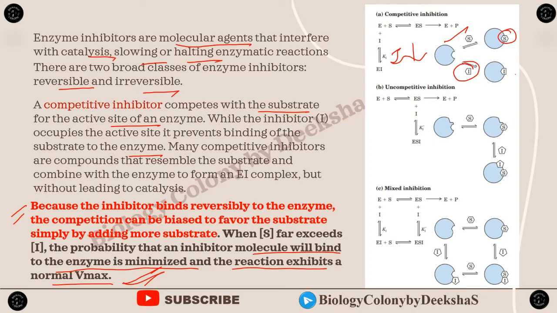Then the other two are uncompetitive inhibition and mixed inhibition. These are also reversible type of inhibition. As you can see in the uncompetitive, the active site of the substrate differs from the binding site of the inhibitor. So inhibitor binds to the other site, that is the site other than the active site. Then in mixed inhibition, it also has the site other than the substrate site. So it is a mixed inhibition.